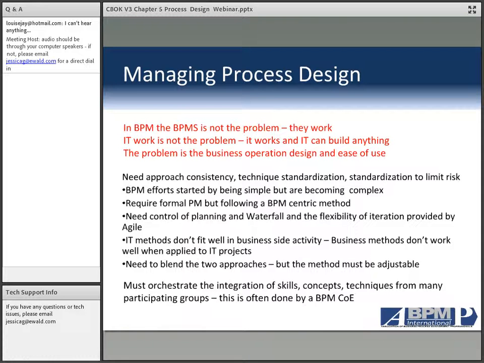But the methodology, if you want to use it for more than one project, has to be flexible. So you need to be able to adjust it to the demands of the project. But the bottom line in managing these larger types of BPM projects is that you have to be able to orchestrate and coordinate the integration of skills, concepts, techniques, and different perspectives from multiple groups that are participating in the project.